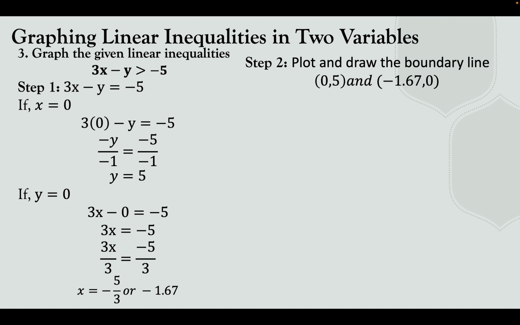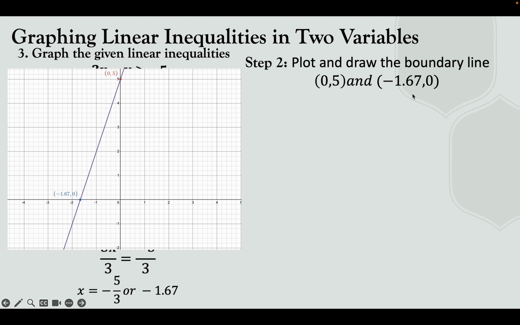Plot and draw the boundary line. So we will now use the points. If your x is 0, your y is 5. And if your y is 0, your x is negative 1.67. So we have them now here. We will use a broken line, since in our final graph the result is a broken line. So connect the points here.